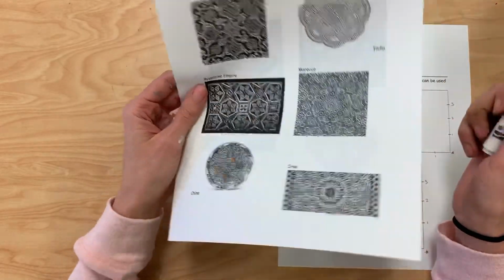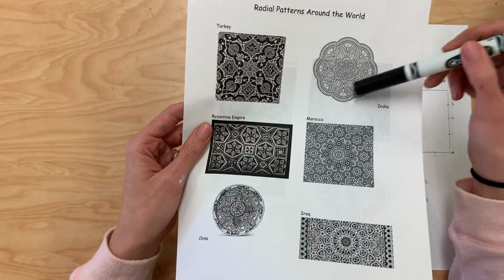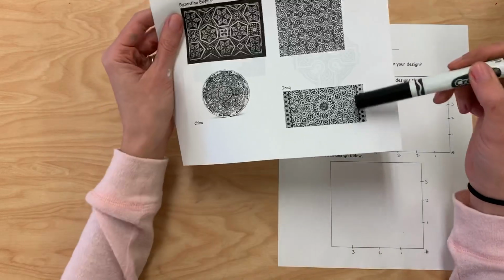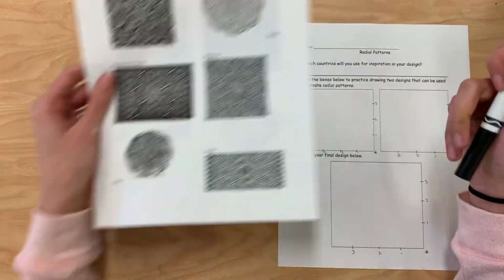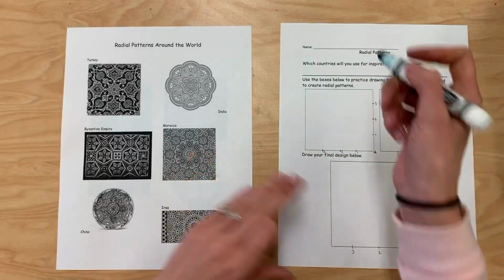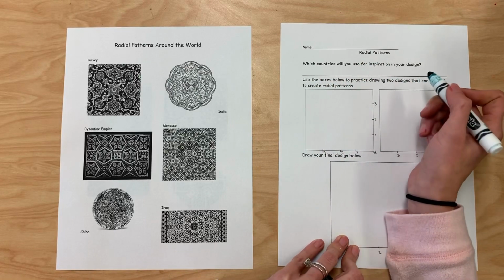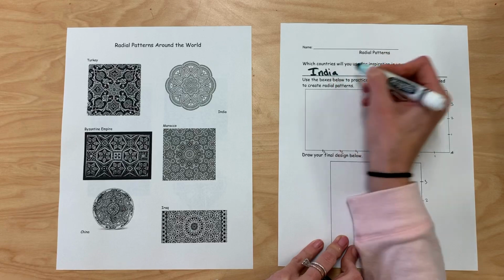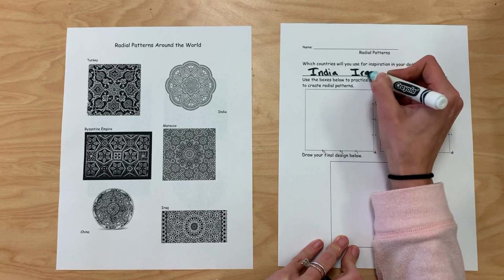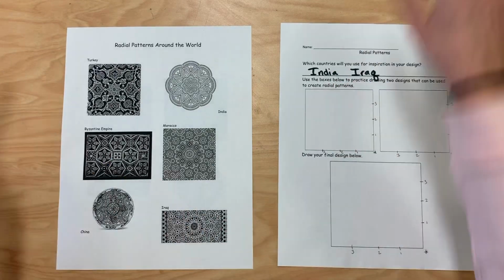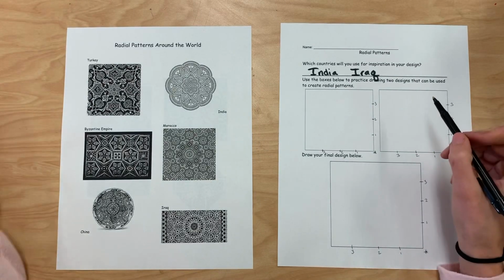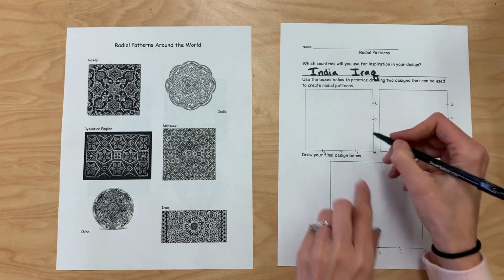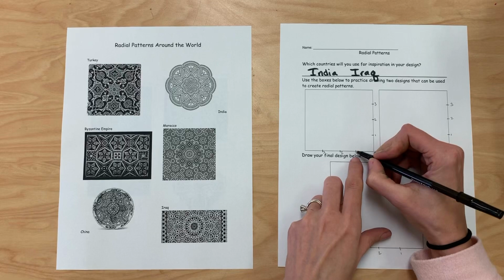So when I look at this, the ones that I like the most I think are inspired by India, and I like the geometric shapes of Iraq. So then right here on the first line, when it says which countries will I use for inspiration, I'm going to write those two countries down there, India and Iraq. Okay.